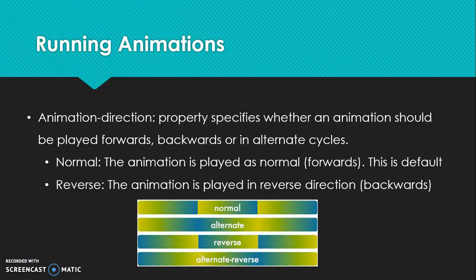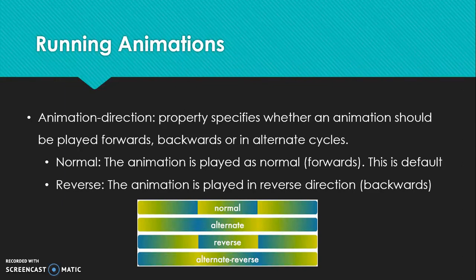So, going back to some other properties, another property that we have with CSS Keyframe Animations is the animation direction property, which specifies whether the animation will be played forwards, backwards, or in alternate cycles. There are 4 values that the animation direction property can have: normal, reverse, alternate, and alternate reverse. Normal does exactly what you think it would. It runs the animation forward as normal, and this is the default if we don't specify an animation direction.